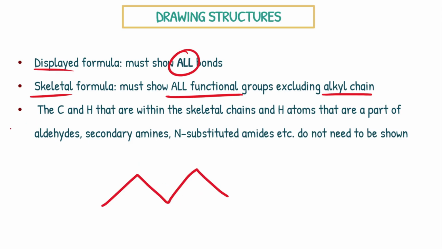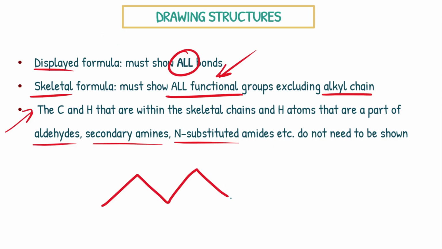So that's exactly my point right here. The carbon and hydrogen that are within the skeletal chain, and hydrogen atoms that are part of specific functional groups, for example, aldehydes, secondary amines, N-substituted amines, do not need to be shown. So just keep that in mind. You may want to show them. You would still get the marks here, but they do not need to be shown. So for example, here, they must be shown to get the marks, but these specific examples you do not need to show. Okay, so let's go for a quick example.